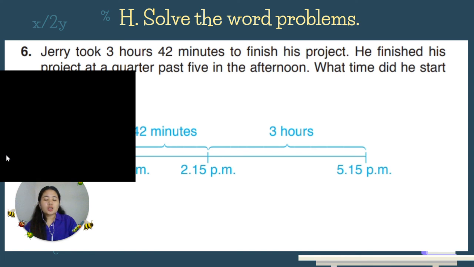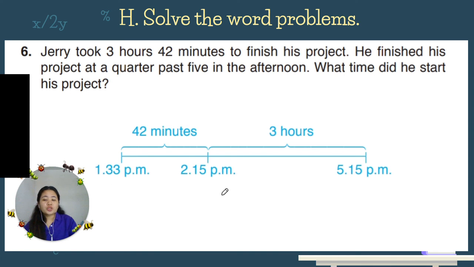How will you do that? Okay, so let's solve this one first. Minus 42. Oh, what happened? Okay, let's go back. So minus 42, let's make it quick. 5 minus 2 is 3. So borrow, this will become 1 and this will become 7. 7 minus 4 is 3. So the answer is 1.